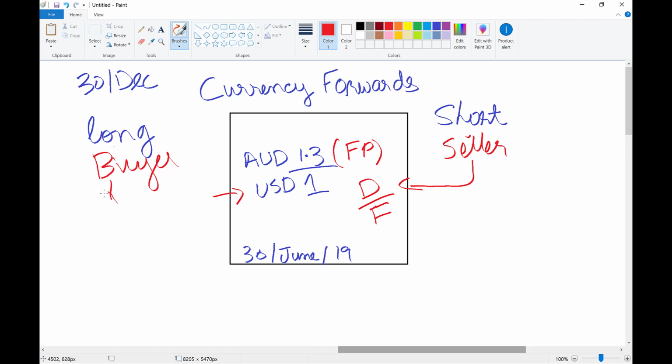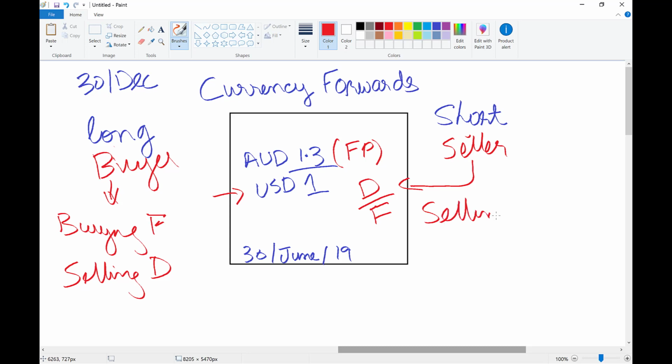Long position means buying foreign currency and selling domestic currency. And the opposite is true for the short position. Short position means selling foreign currency and buying Australian dollars, the domestic currency. With currency exchange rates, when you're buying one currency, you have to sell another currency to exchange it. And just like other contracts, this exchange rate will be compared to the market exchange rate at the end of the expiry date, at the execution date, to see which party is in profit.